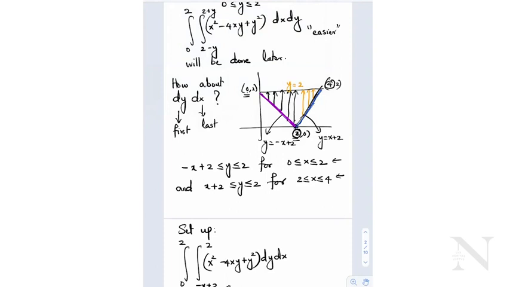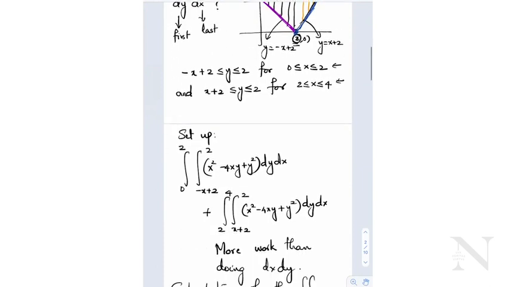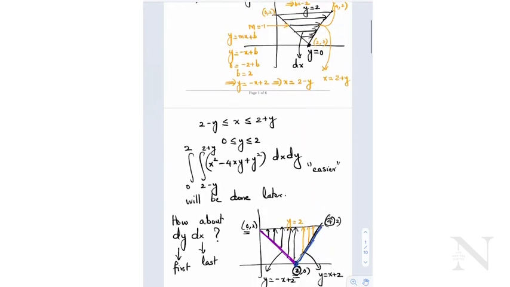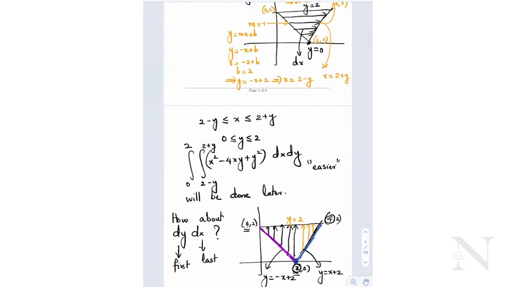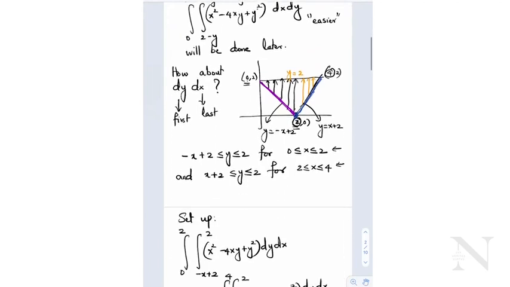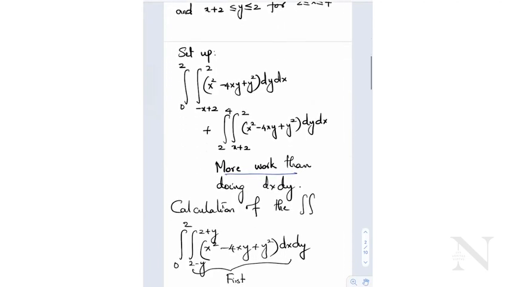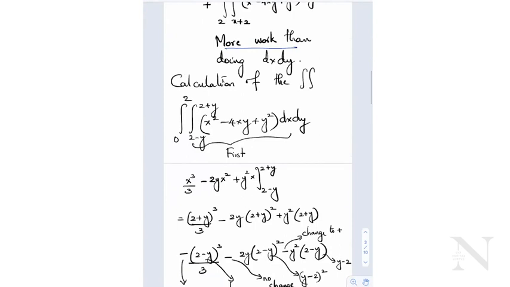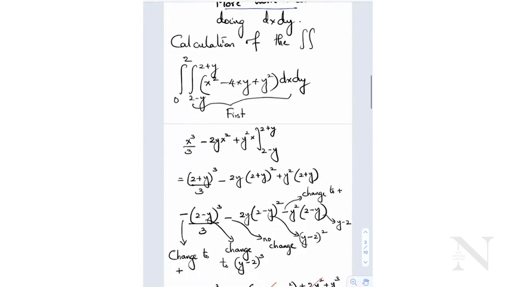Based on this intersection point here, you have to write it as two double integrals, which is doable, but it takes double the work. So when I say more work than doing dx dy, instead of doing just one double integral up here, you're doing two of them down here. The one thing we did not do during the lecture was to actually calculate it, which is just an iterative process. So I've done that down here. Try to do that as good practice.